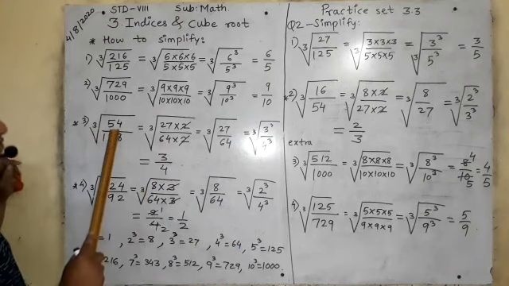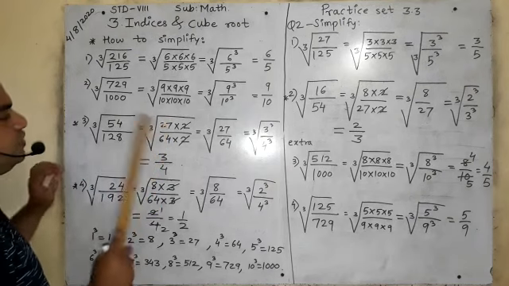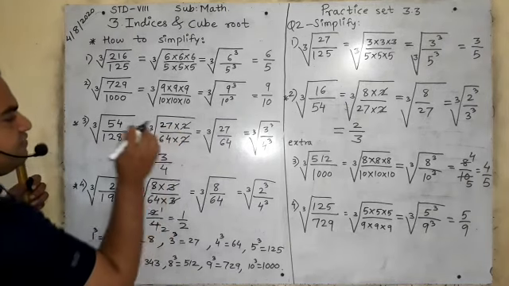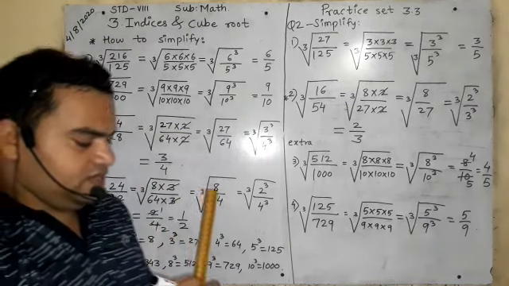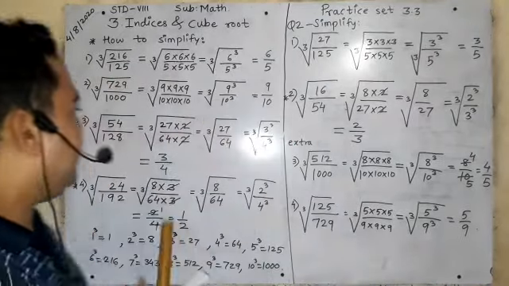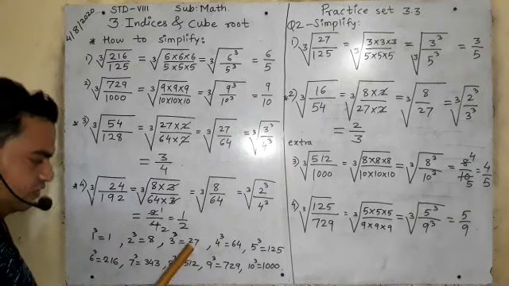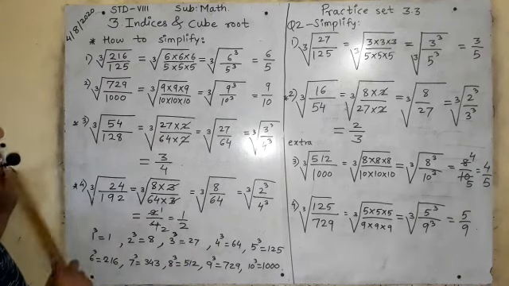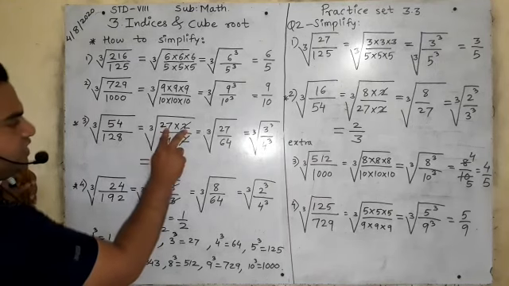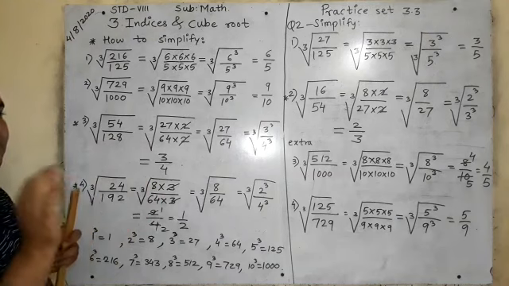27 twos are 54. Now the question will come, sir, why should we take 27 and 2 only? Why? Because 27 is a perfect cube. Is it clear? It is a perfect cube, 27 is the perfect cube of 3. So we will take 27 only. Out of the two digits, one number should be a perfect cube of something.